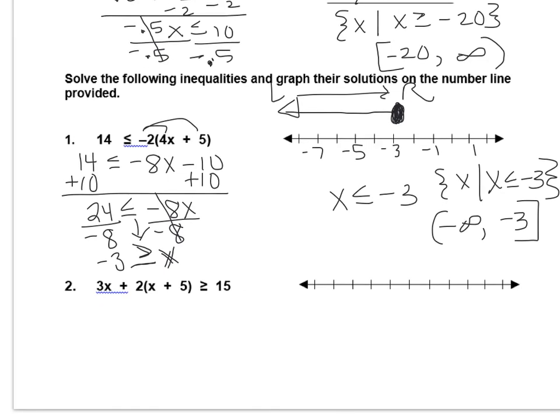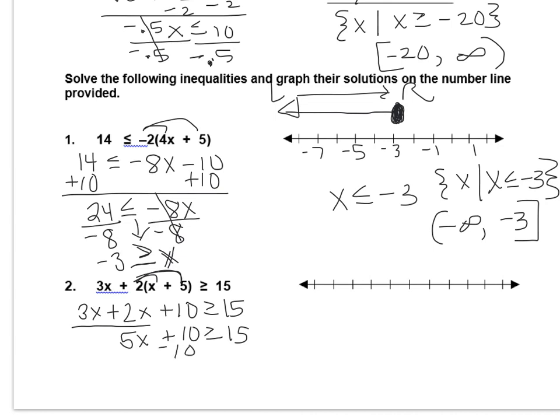One more example. Here we would bring down the 3x and distribute. 2 times x is positive 2x. 2 times 5 is positive 10. Greater than or equal to 15. Combining like terms, 3x's plus 2x's gives me 5x's. Plus 10 is greater than or equal to 15. Subtracting 10 from both sides, we will isolate that variable and get 5x is greater than or equal to 15 minus 10 is 5.